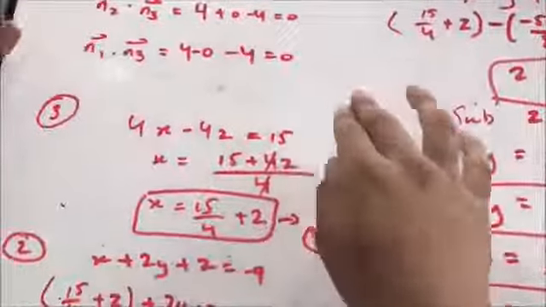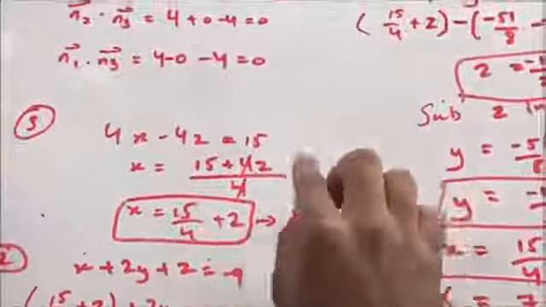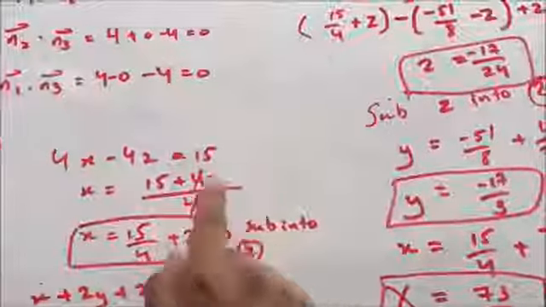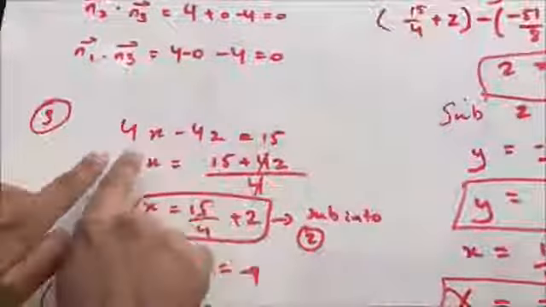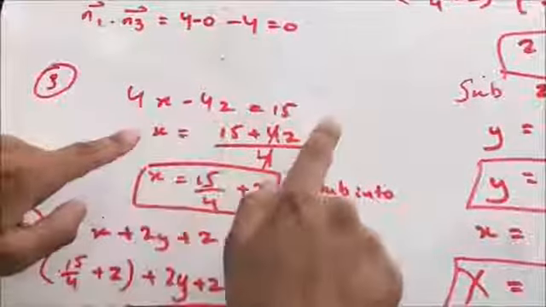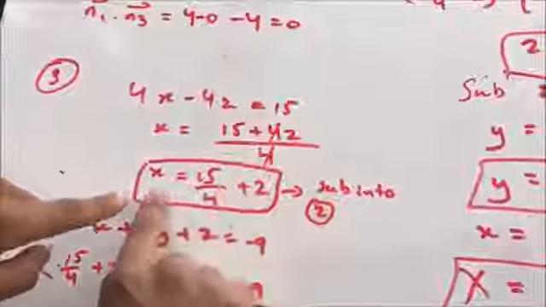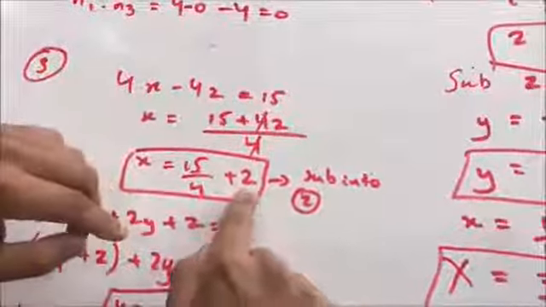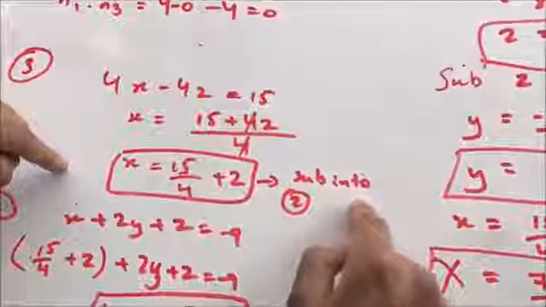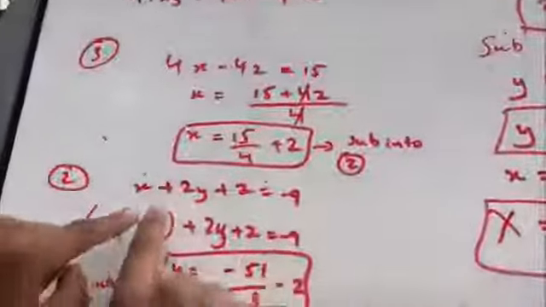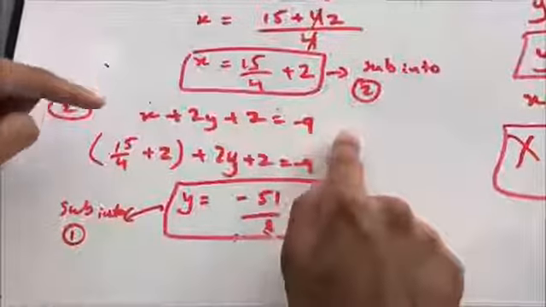So now we're going to basically sub in values and then try solving. So let's start with our third equation and rearrange for x in terms of z. So we take 4z to the other side and then divide both sides by 4, and then we get x equal to 15 over 4 plus z. And we sub this into our second equation, x plus 2y plus z equals negative 9.